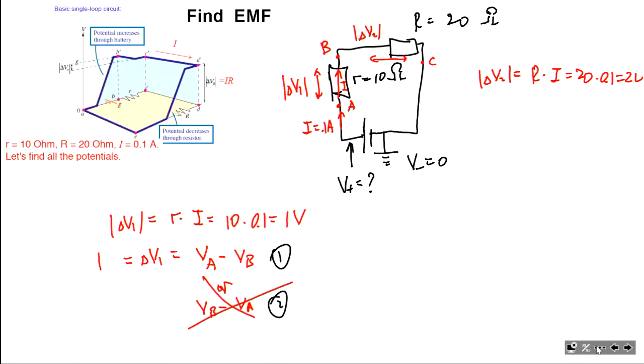So we have to remember the rule first, and then we have to apply that rule. About 2 volts, which is delta V2, should be equal to, according to the same reasoning, electric current through the second resistor travels like this. And that tells us that potential B should be higher than potential C.